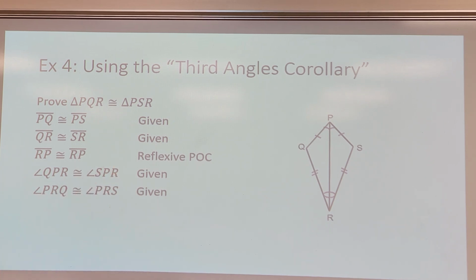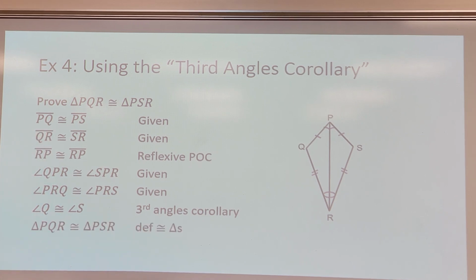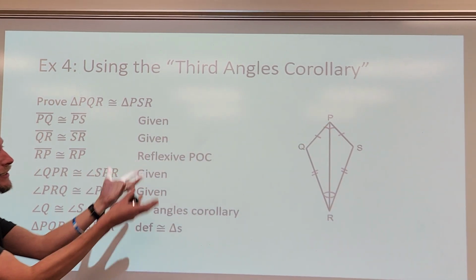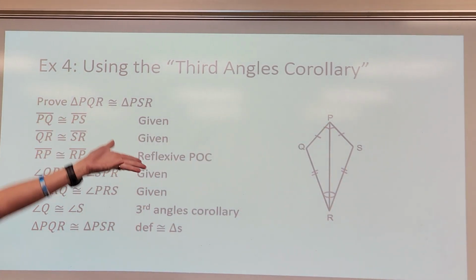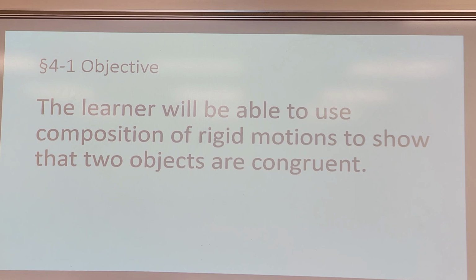And now that means that the angles at Q and S are congruent by that third angles corollary, right? Corollary to the triangle angle sum theorem. So now that I've got 3 pairs of sides and 3 pairs of angles, I can say that the triangles are congruent by the definition of congruent triangles. All right, this proof is a little bit shorter because I don't have numbers for the length of the sides or numbers for the measures of the angles. Instead, I can just say, hey, they're given congruent. They're already marked as such. You need a diagram on that to really understand what is happening. Hopefully now you will be able to use the composition of rigid motions to show that 2 objects are congruent.